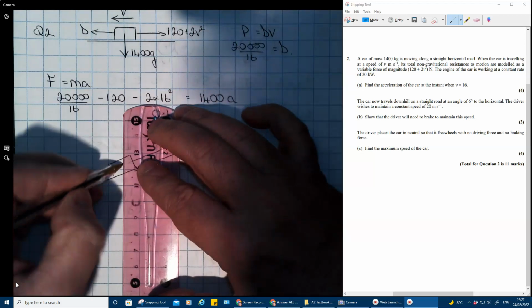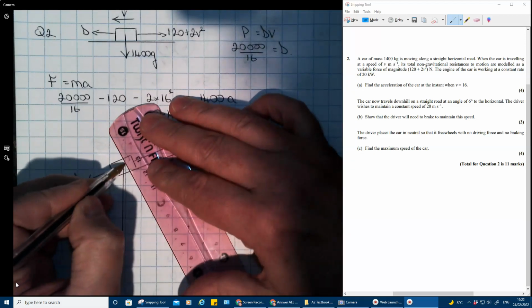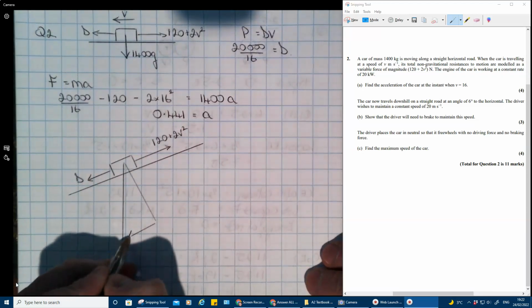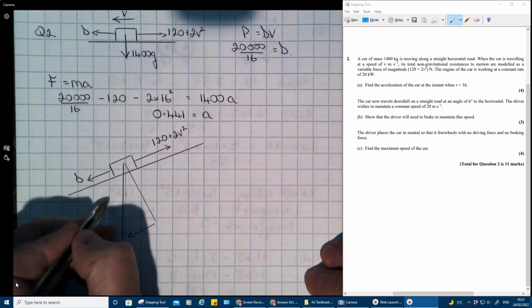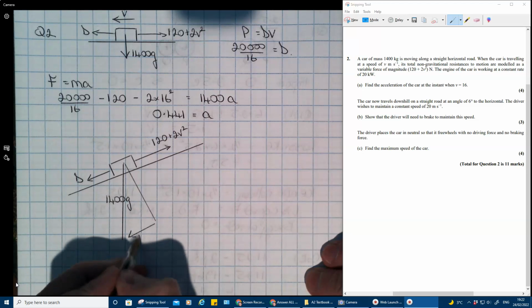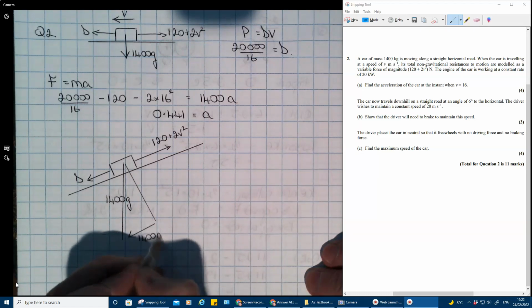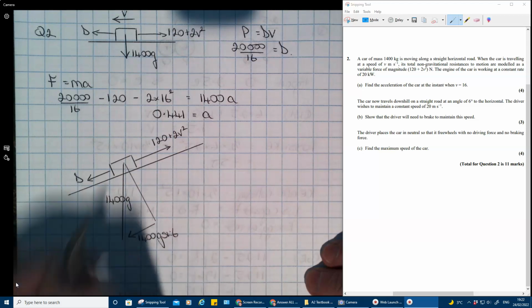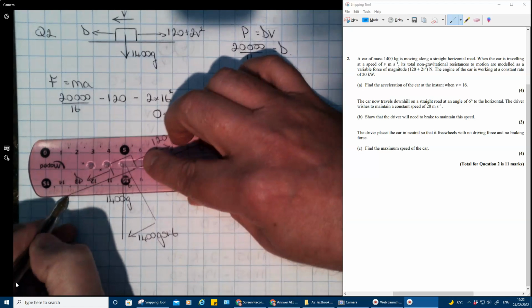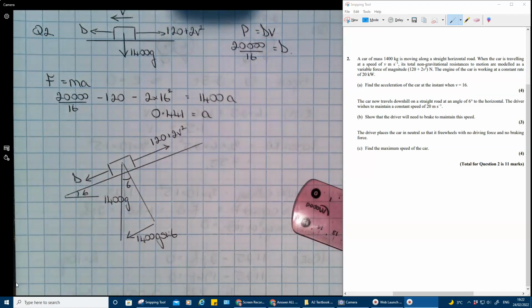This time we've got a weight component, which is not all normal to the plane. So here we've got 1400 g. So now we've got a component of the weight which is moving it forwards, 6 degrees. Same as this one here, 6 degrees. Okay, and we are showing the driver at 20 meters per second.